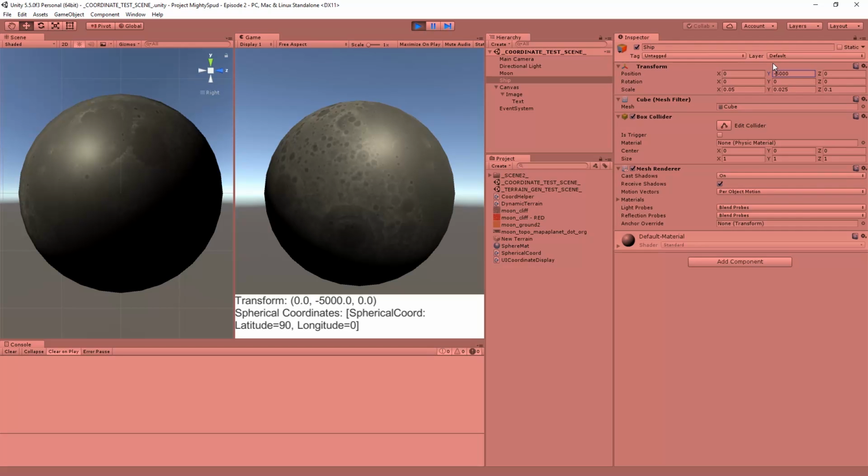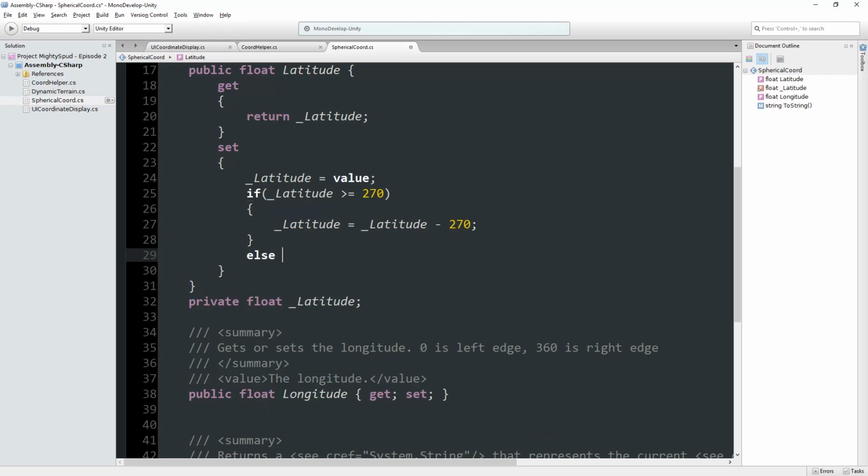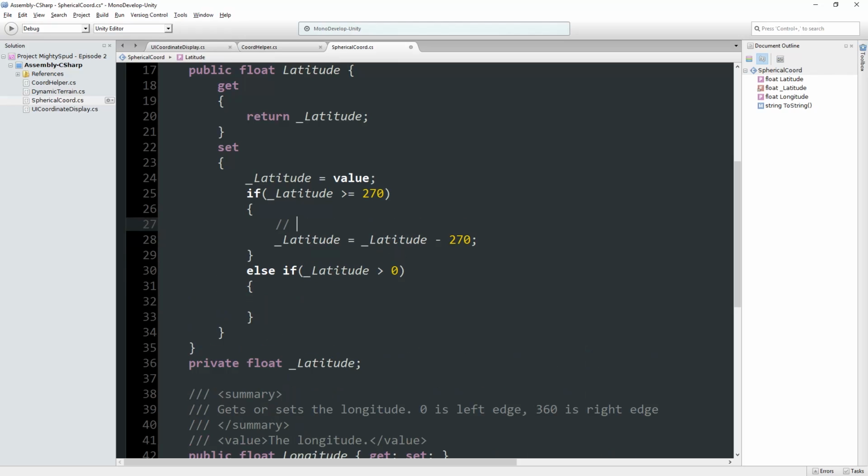If we're at the South Pole, then we sit at 90. So what we want is if it's greater or equal to 270, we do want to remove this. Else if latitude is greater than 0, then we are north of the equator. I'm going through a lot of work here to normalize something that maybe I don't need to. We are south of the equator.